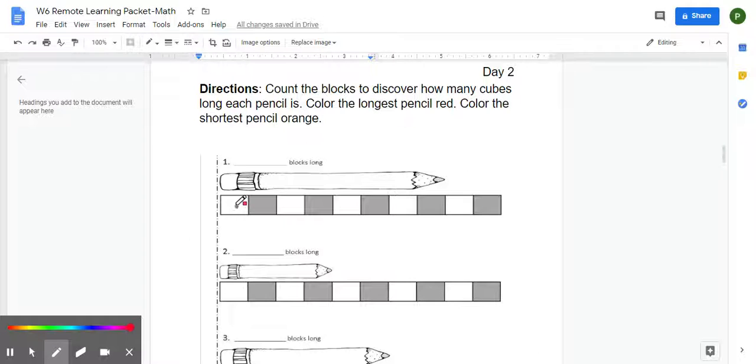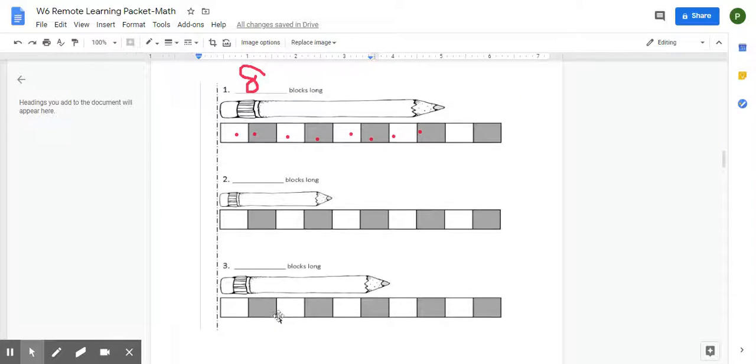We're going to count our blocks. This is 8 blocks long. And you're going to do the same for numbers 2 and 3, but again, this time you're going to color the longest pencil red and the shortest pencil orange.